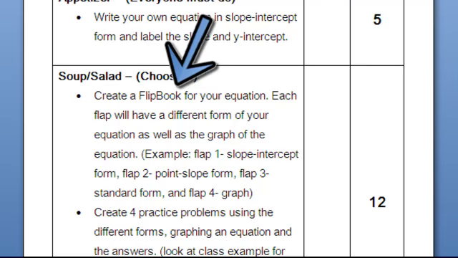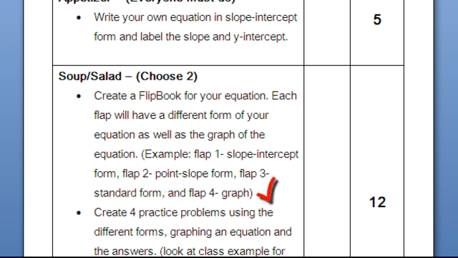What this is, we've done it before. You take a piece of paper, you fold it in half and into fourths, and you cut slits in it so you have little flaps going up and down. And on each flap, you're going to have a different form of your equation. And then on the last one, you're going to have a graph of the equation. So the first flap is going to have the slope-intercept form. The second flap is going to have point-slope form. The third flap is going to have the standard form, and then the last one's going to have the graph.